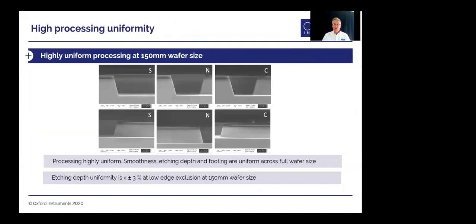I mentioned uniformity, so it's no good having that profile just in one place. This is uniform across the whole wafer. So as wafers now move to 6-inch, we are able to achieve plus or minus 3% across the whole wafer, which means that our customers can make devices across the whole wafer.